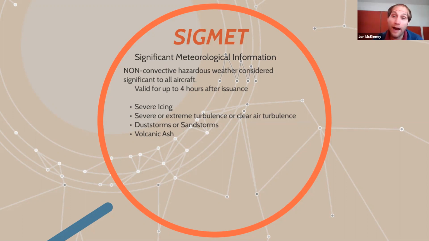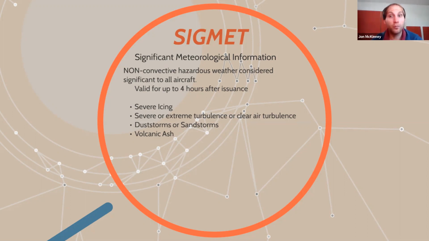Valid for up to 4 hours after issuance. So the big word here is non-convective. Remember, convective activity is those vertical motions of heat exchange in the atmosphere, what we call thunderstorms. So this is non-convective. We're having some serious weather, but it's not thunderstorm related.